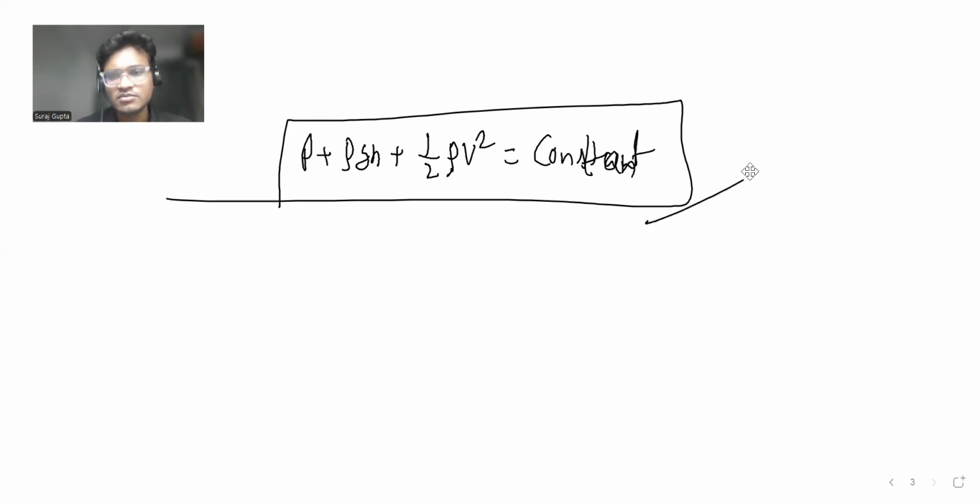Again, a very important thing: we can apply the Bernoulli equation only when the fluid is incompressible and non-viscous. These two conditions must be verified first. Only then can we apply the Bernoulli equation and solve the problem.